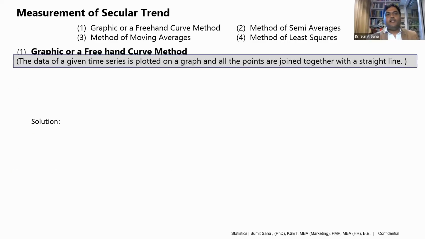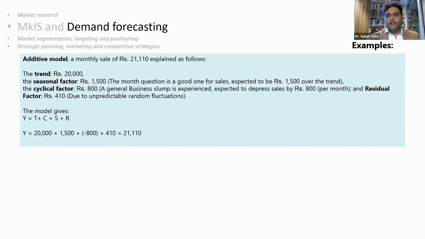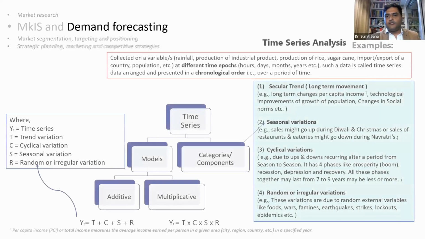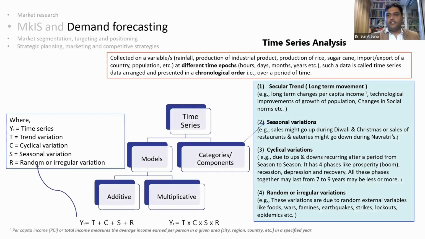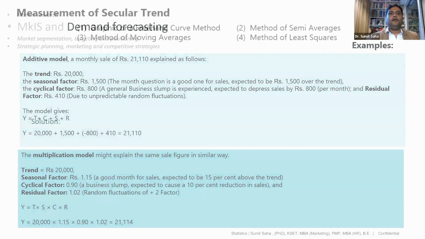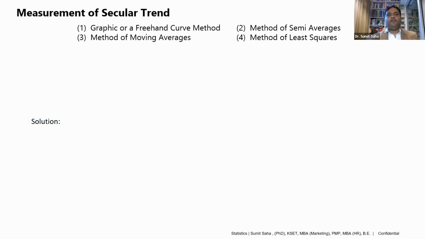Okay. Now, what is this? We have secular trend measurement in four manners. Secular trend is the long-term trend, the first one. How can you measure that? That I have explained. The rest is not given. Now, we have four different methods to measure the secular trend. First, the graphic method or freehand curve method. Second is the semi-average method. Third is the moving average method. And fourth is least squares.